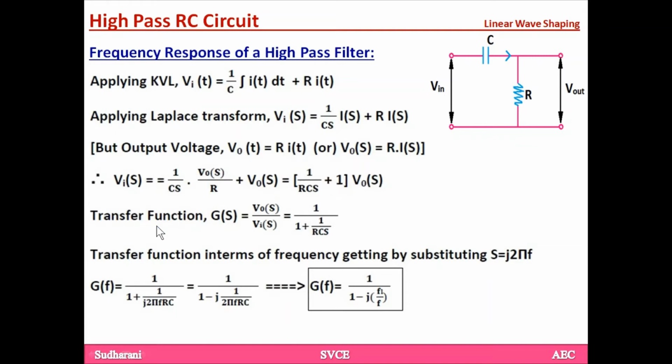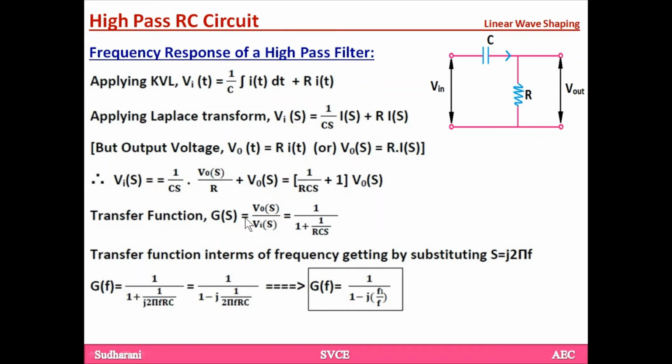We already know that the transfer function of any circuit is given by output voltage by input voltage. So V0 of s divided by Vi of s. Therefore, this factor goes to that side. Then it becomes 1 divided by 1 plus 1 divided by RCs. So here we are getting the transfer function of this circuit in the s domain. For finding the frequency response, we need to get the transfer function in terms of frequency. So for that purpose, here I replace this s with j2 pi f.